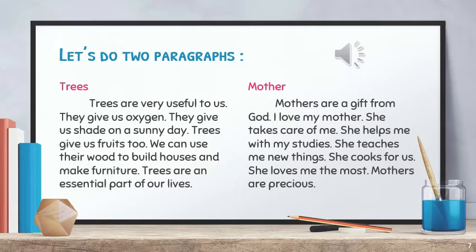I love my mother. She takes care of me. She helps me with my studies. She teaches me new things. She cooks for us. She loves me the most. All of these sentences support the first idea, right? And the last sentence, the conclusion sentence, is "Mothers are precious." It is supporting the idea that mothers are a gift from God, right? We are revisiting the first sentence and concluding by saying mothers are precious. They are a gift from God and they are very precious to us, right?